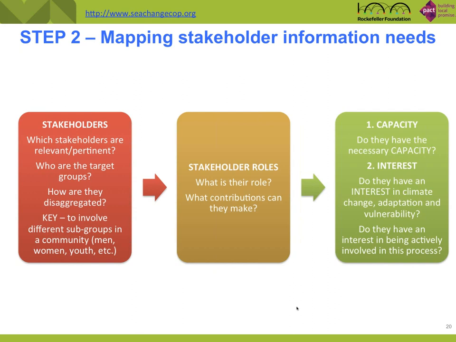And then also, what is their capacity? Do they have the necessary capacity, but also do they actually have the real interest to be involved, and if not, how can we find a way to get them actively engaged? Then you need to identify the specific information needs. To do this, you need to ask yourself the following questions. What information needs to be gathered? How is this gathered? When are you going to go about it? How is it recorded? And that has a lot to do with what type of data you're dealing with, but also very importantly, how is it going to be prioritized?